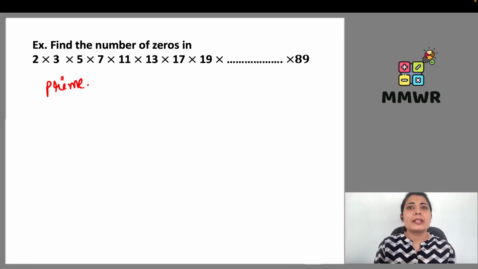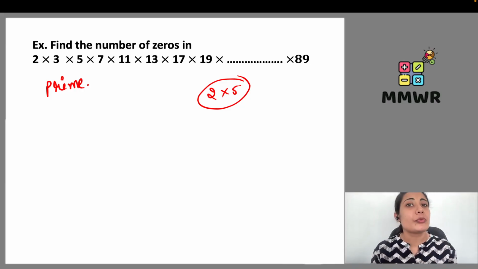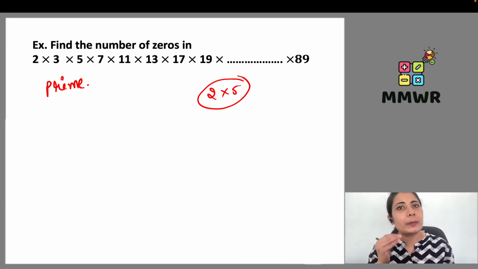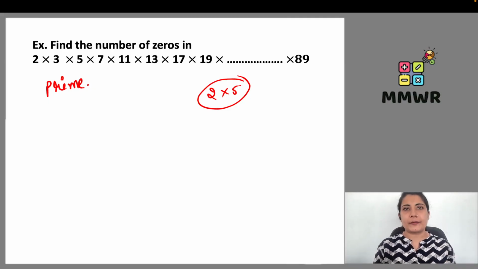And we know that zeros we get only with the combination of 2 and 5 together. One set of 2 and 5 will give 1 zero. Two sets of 2 and 5 will give two zeros. Three sets of 2 and 5, like 2 to the power 3 multiply 5 to the power 3, is going to give us three zeros. Here, how many sets of 2 and 5 we have? That we have to check.